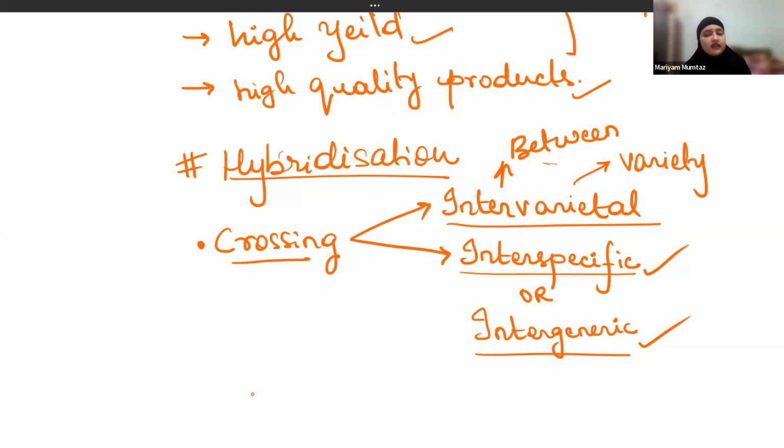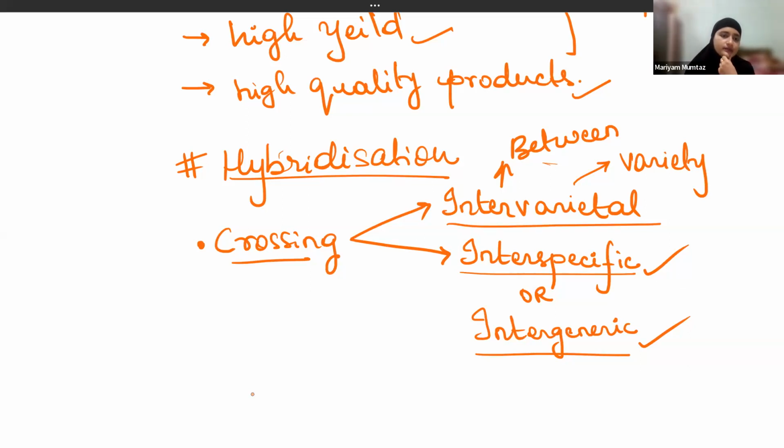Then you write down about interspecific. It is the crossing between two different species. But here, in the case of interspecific, the genus will be the same: two different species of the same genus. Meaning under one genus, many species can be present. So this cross is between two species which are different, but the genus of those species is the same.